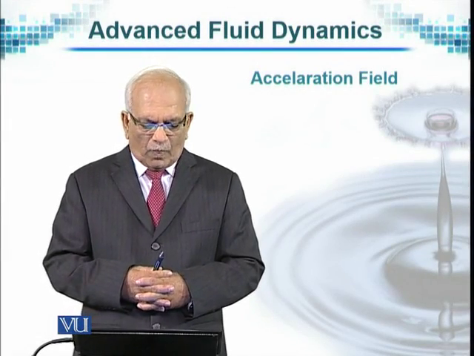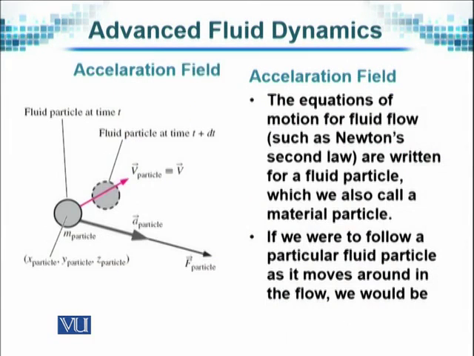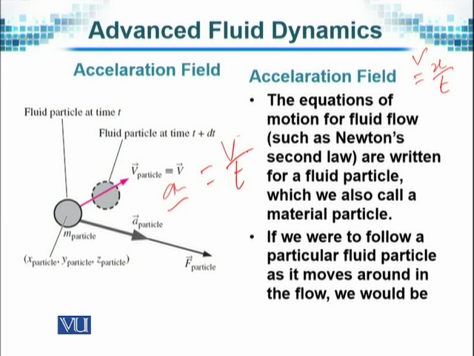After velocity, we come to the acceleration field. As you know, velocity is x by t, or dx by dt, the distance traveled divided by the time. Acceleration, therefore, if I have to represent it, some people represent it by the vector a, and this will be dv by dt. So the rate of change of velocity with respect to time is acceleration.